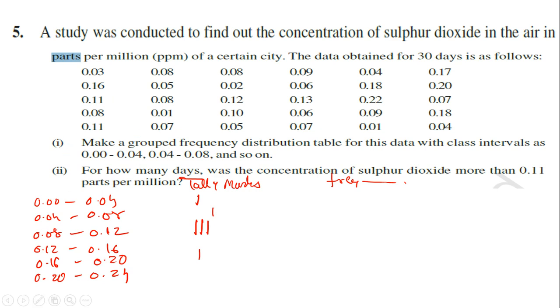Then 16. 16 will come here. 5, 2, 6, 18, 20, 11, 8, 12, 13.